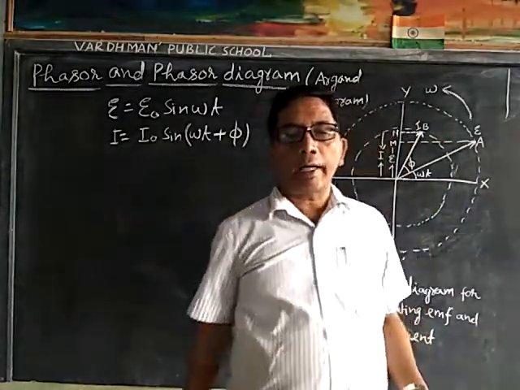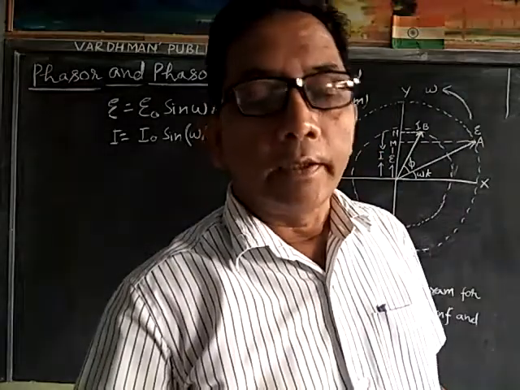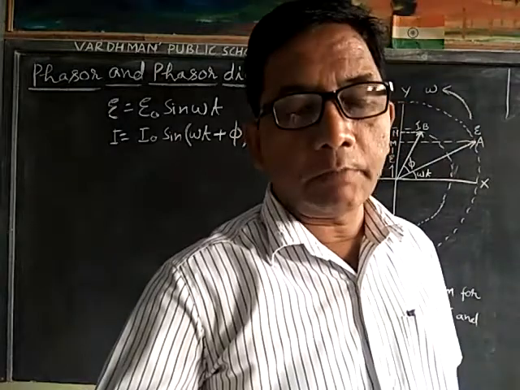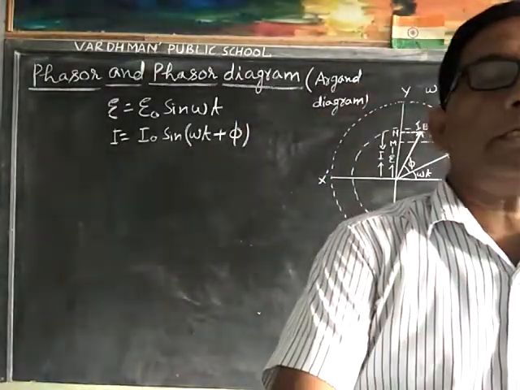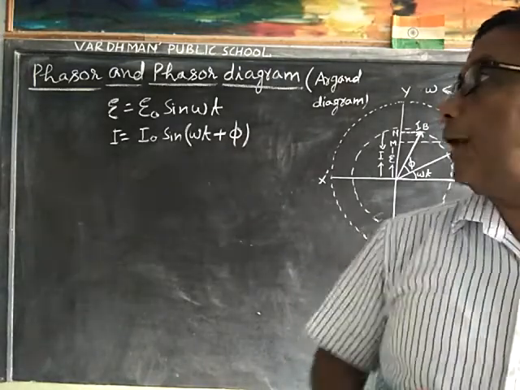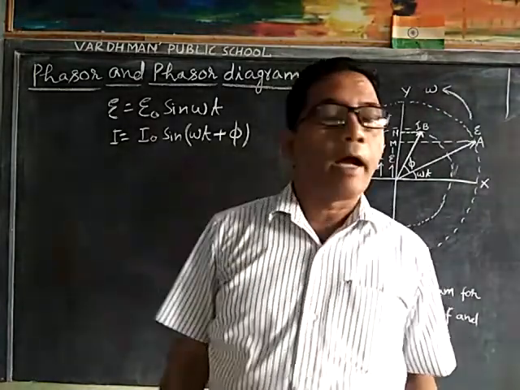Suppose an alternating current and EMF are constant in a circuit which is given by E is equal to E0 sin omega t and I is equal to I0 sin (omega t plus phi), where phi is a phase angle between E and I.